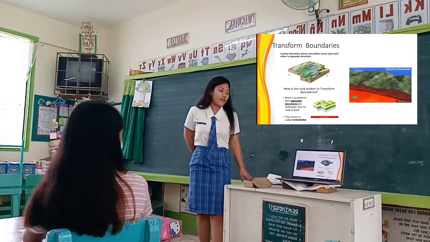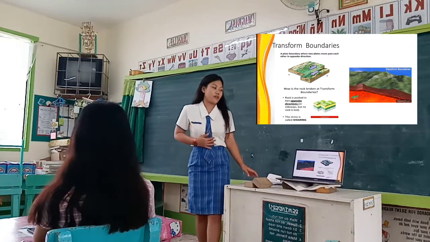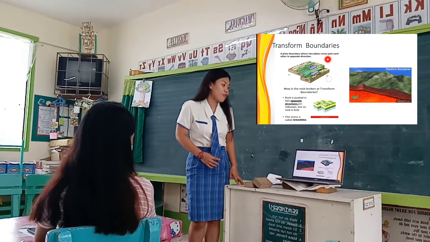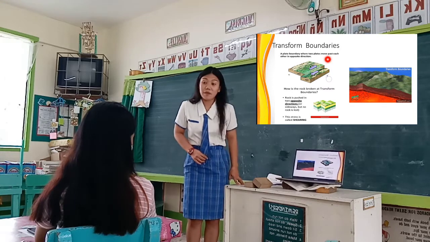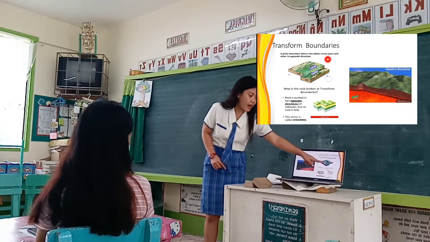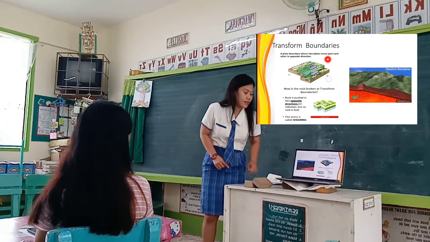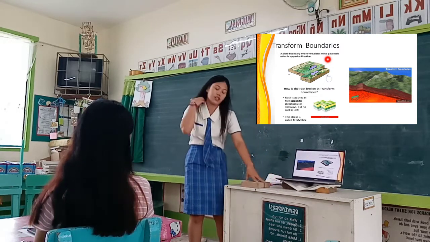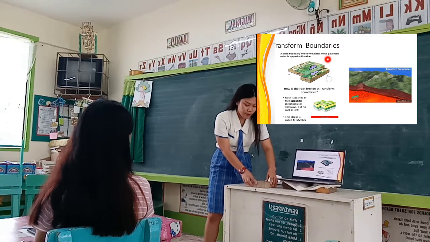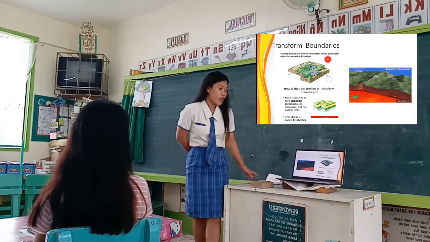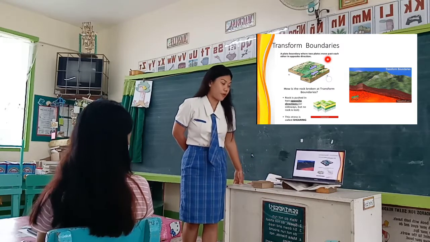Now, here is our last plate boundary, which is the transform boundaries. So, a plate boundary where two plates move past each other in opposite directions. So, as you see here, this arrow is going there, and the arrow is going here. The two plates there. So, in the actual representation, the movement of transform boundaries is just like moving in opposite directions, right? So, like this.